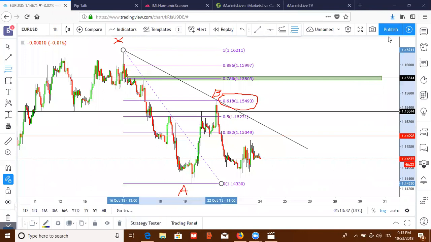Somebody said deeper retracement. Well, I'm looking for that 61.8 right there. Let's see what they say, so I can mark this up when we finish. Yeah, you can mark it up.